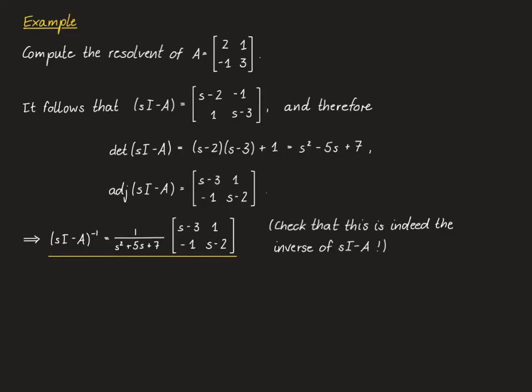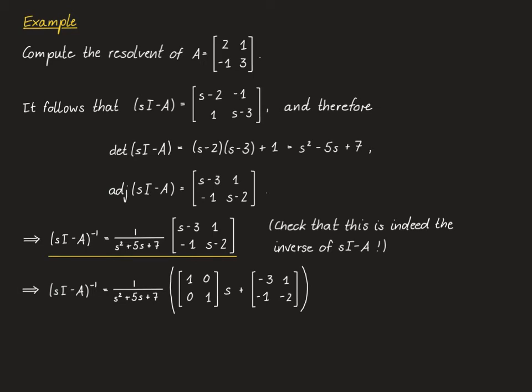Let's go back and take a quick look at what this means for our little example with the 2 by 2 matrix A, where we have computed the resolvent by this expression. Now we can split this matrix into two terms, one corresponding to the first power of s and one being constant. So here this matrix would be K_1 and this matrix would be K_0.